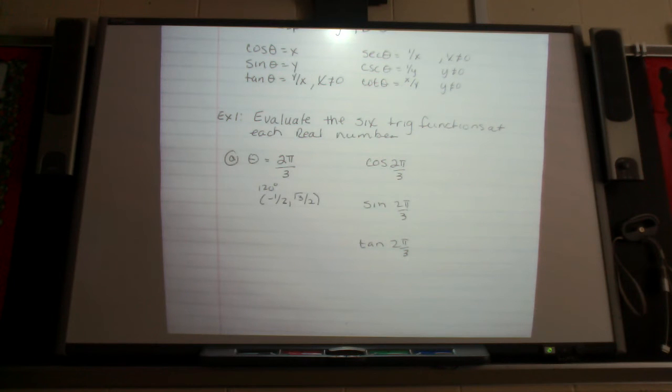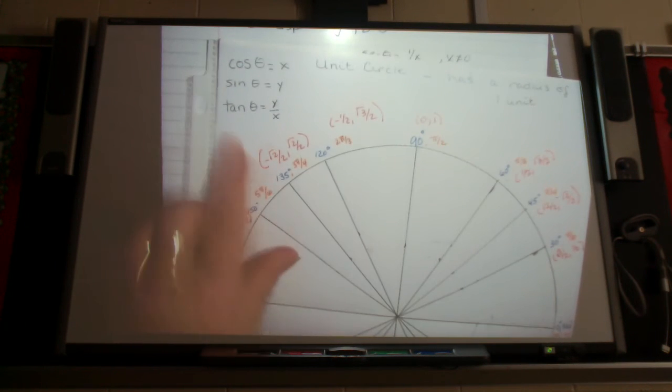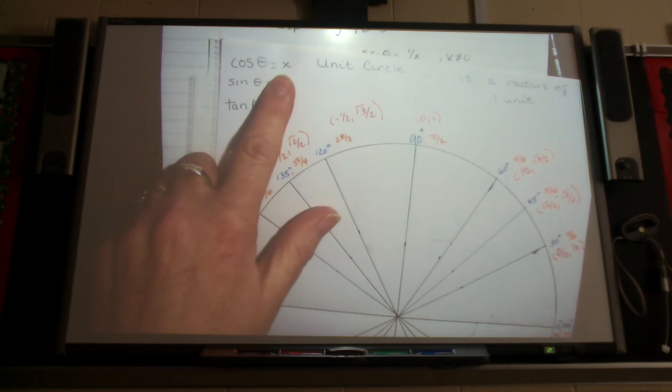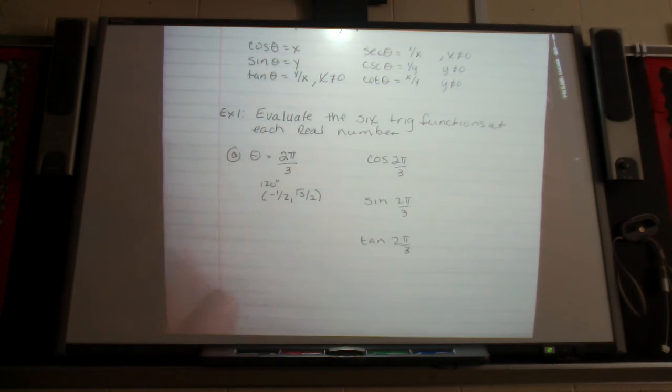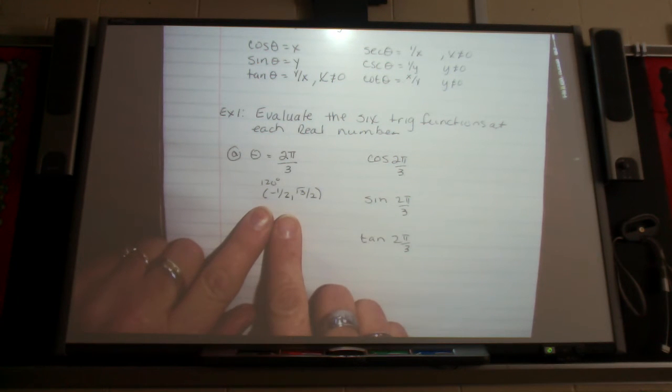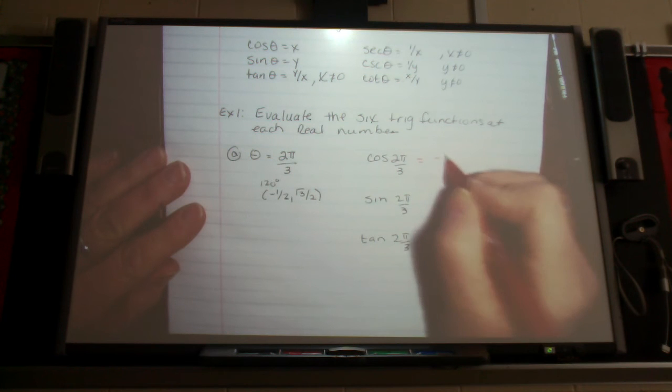Would you just plug in 120 instead of 2 pi over 3? Well, we're fine, but I want exact answers. If you use the calculator, you're not going to get it. But remember yesterday, and today too, the cosine is the x value. So what's the x value here? Negative 1/2. So cosine is negative 1/2.